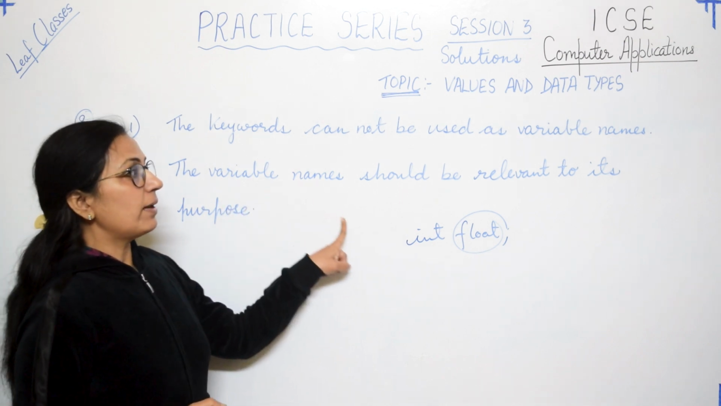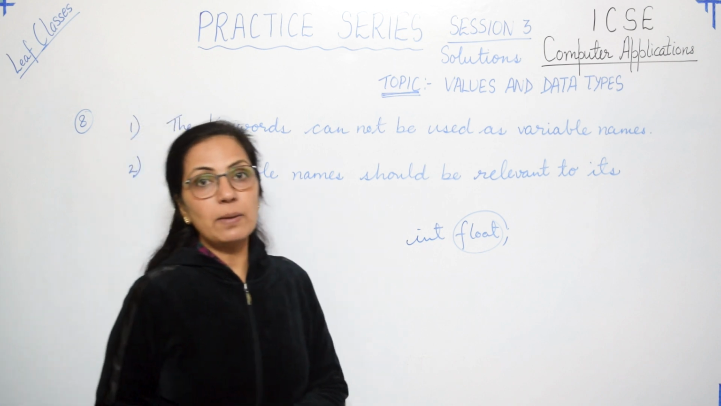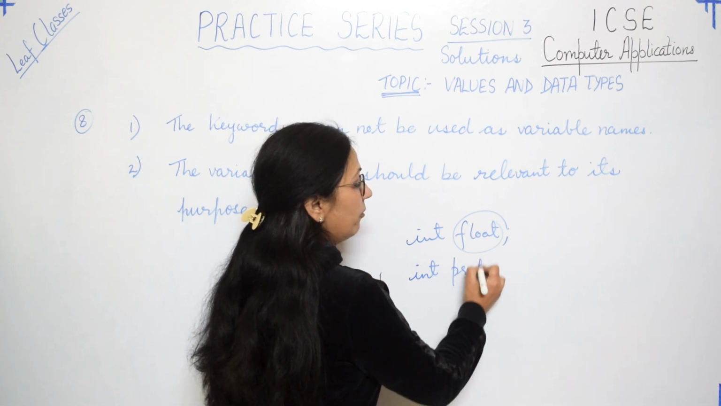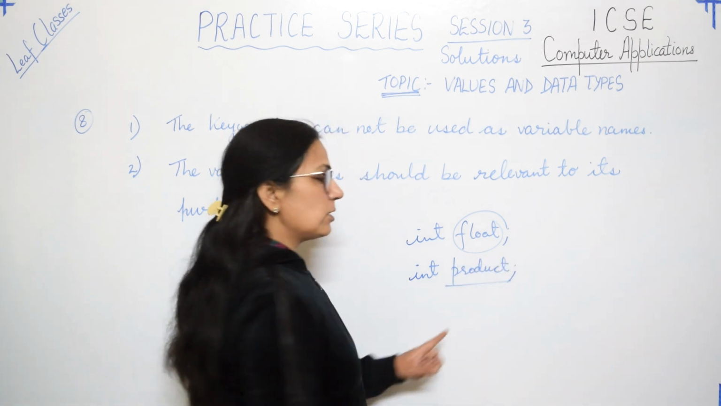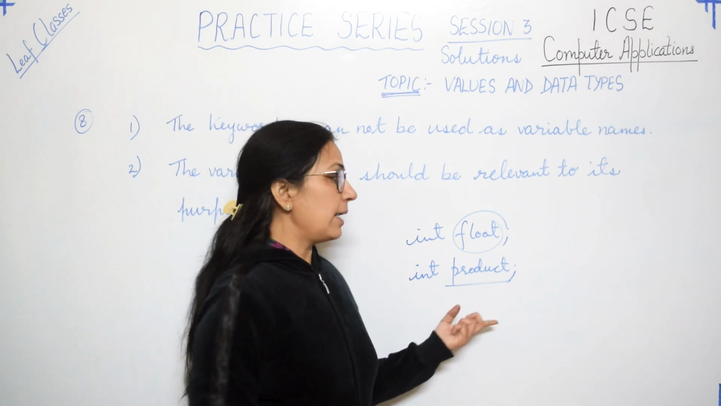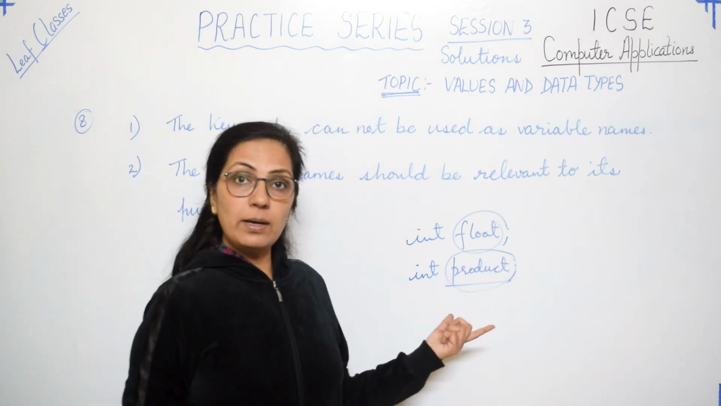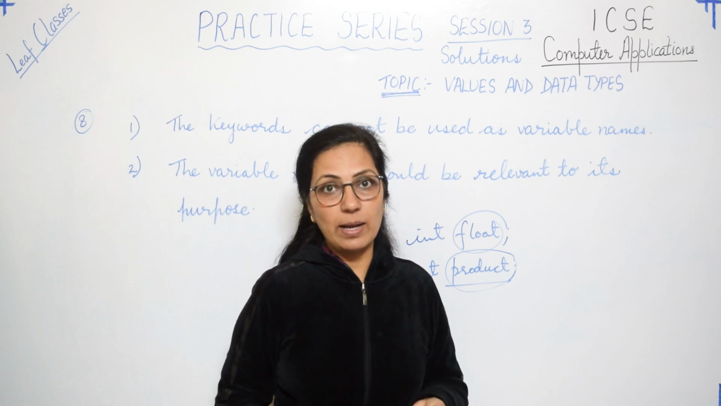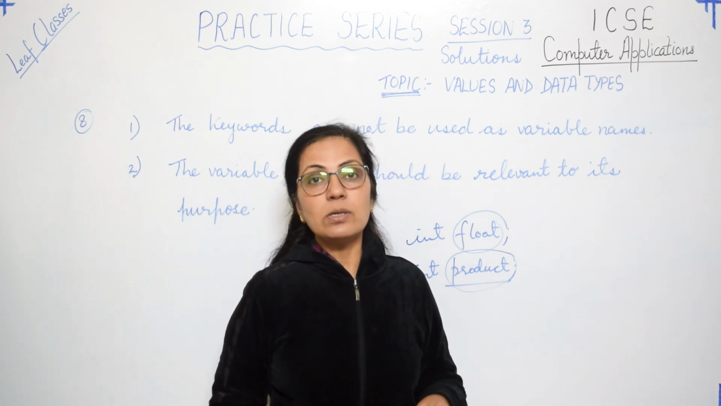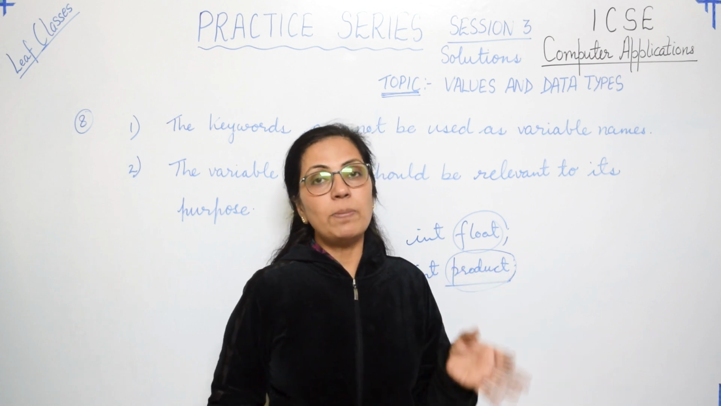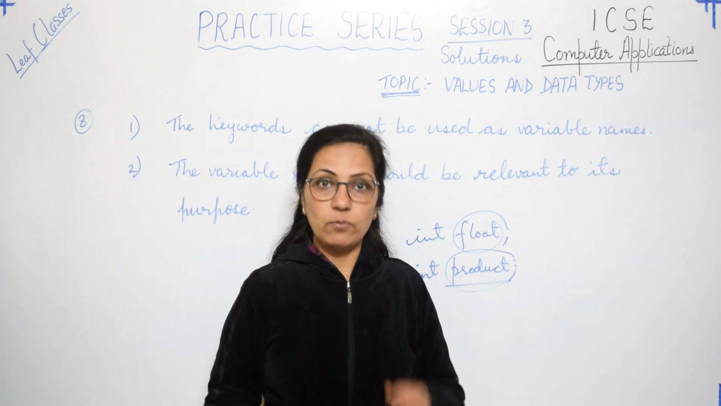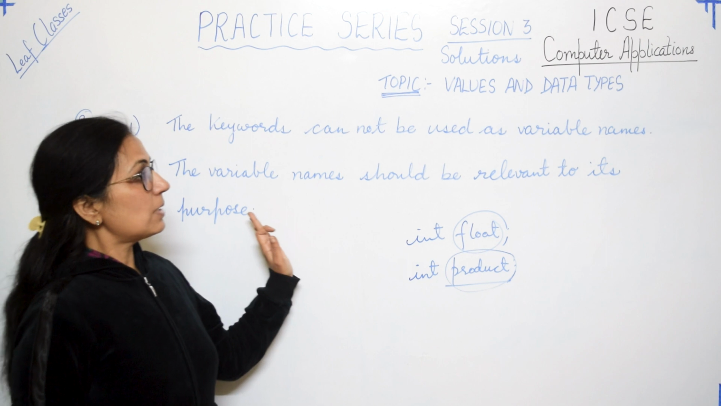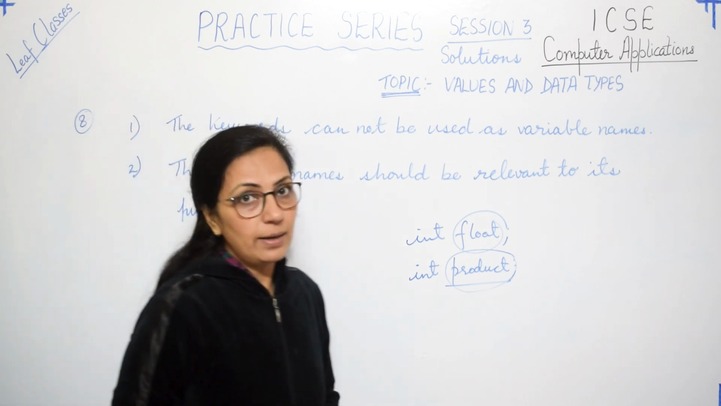And the second is that variable names should be relevant to their purpose. Say you want to store some value and you take the variable name as product, although it is not wrong, syntax wise it is correct, but it is not serving the purpose. Anyone who reads the program will understand that this variable is used for storing the product value, whereas I am writing further to store some result in this. So it should be according to the purpose for which you have taken the variable. So we have 2 rules: keywords cannot be used and the variable name should be relevant.